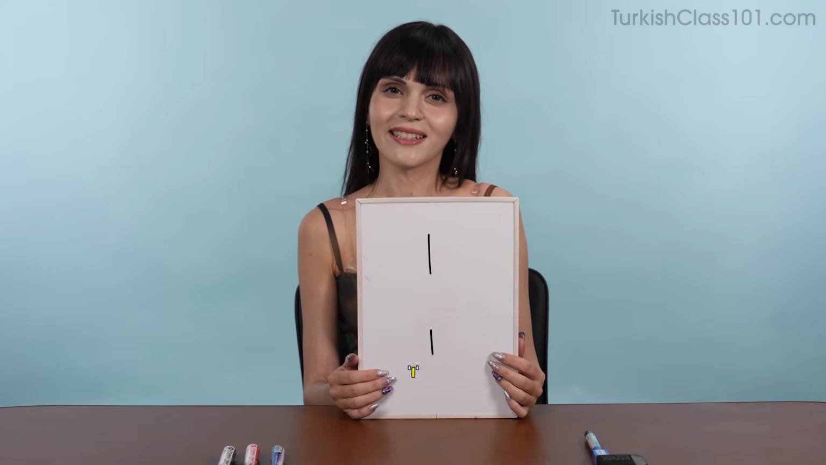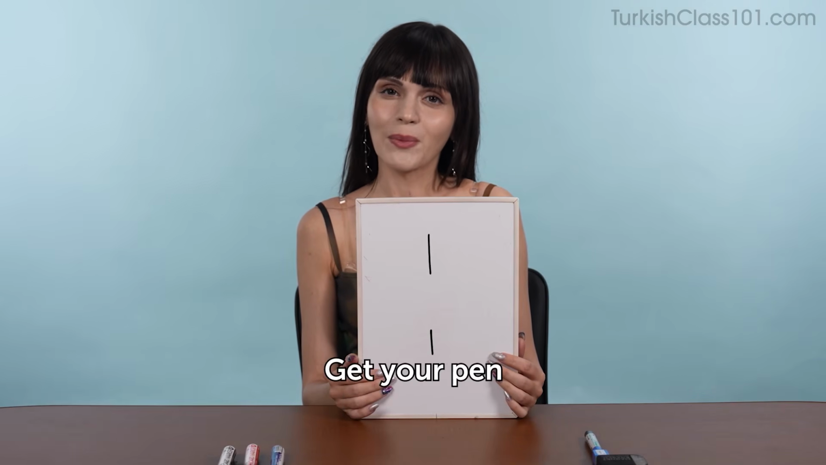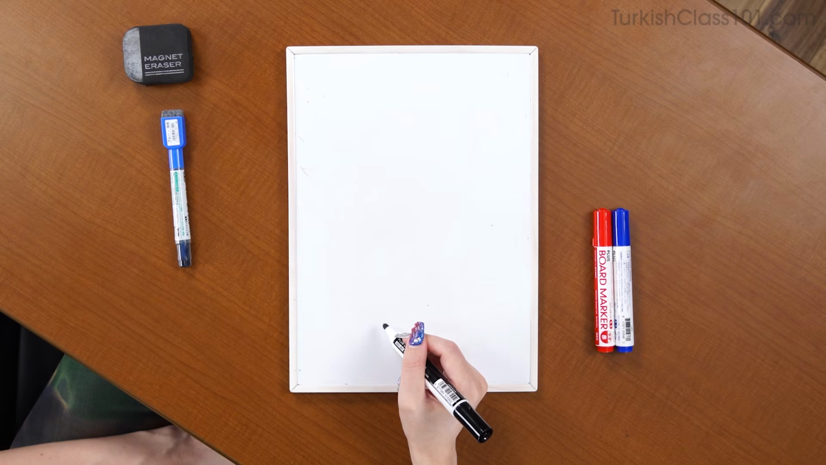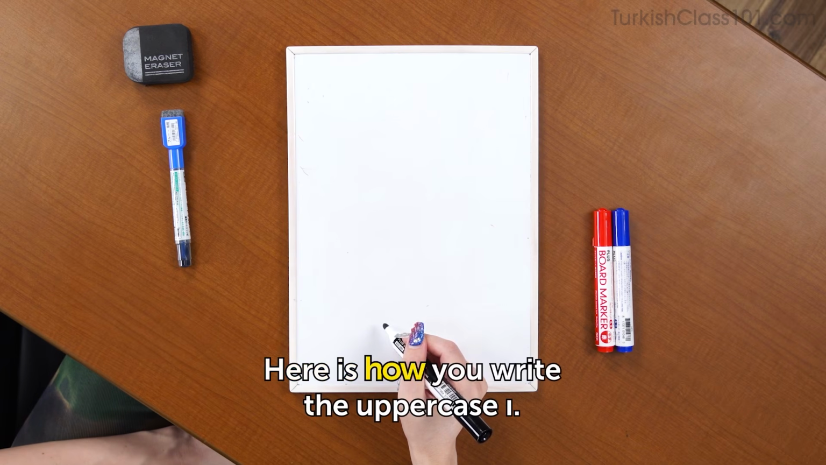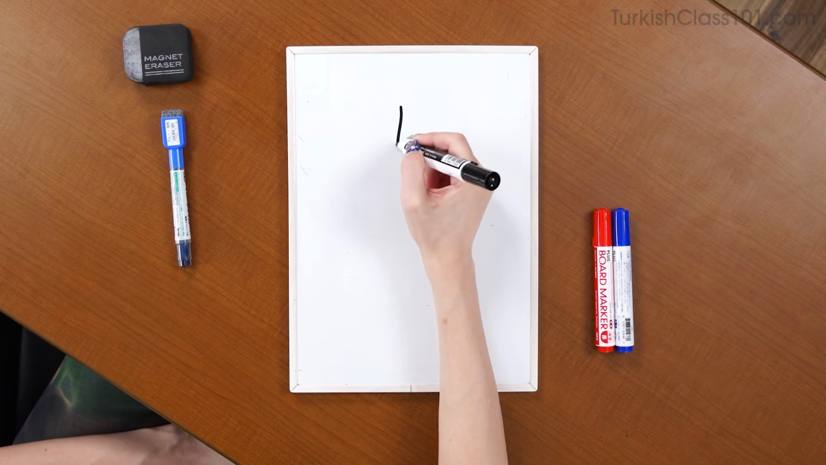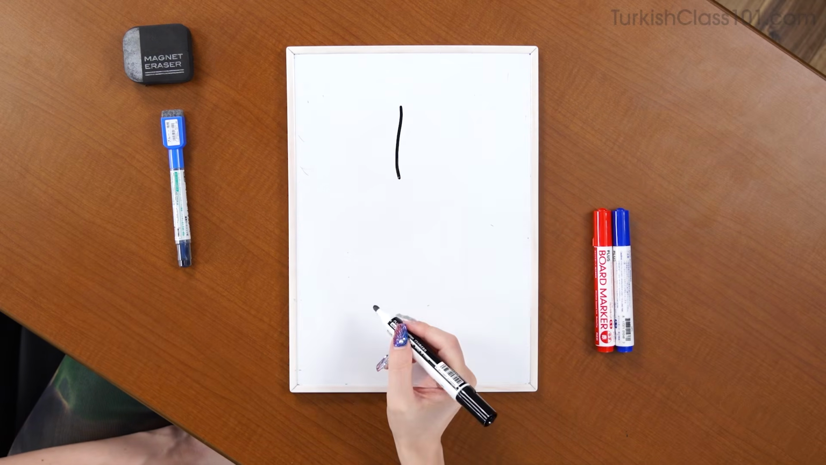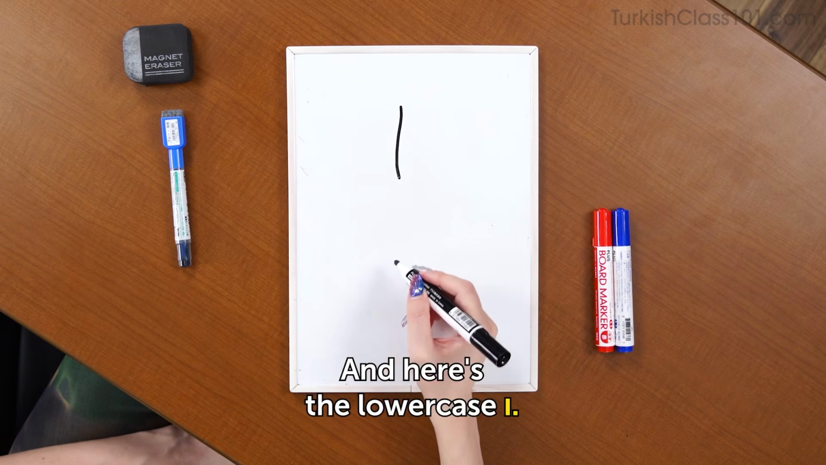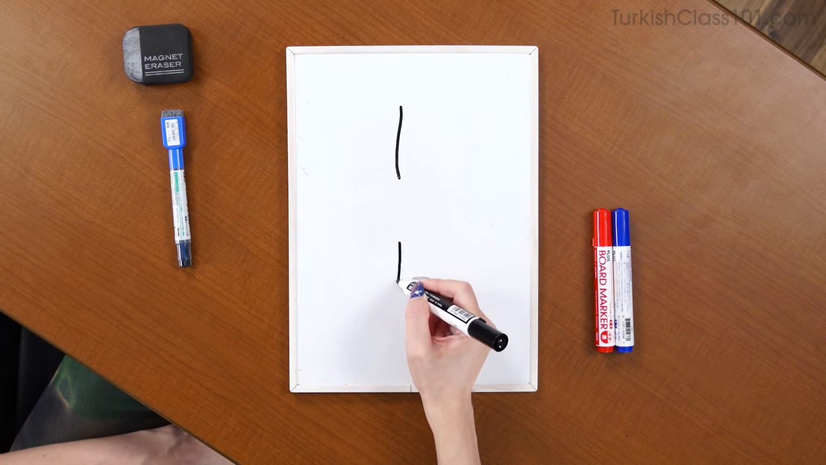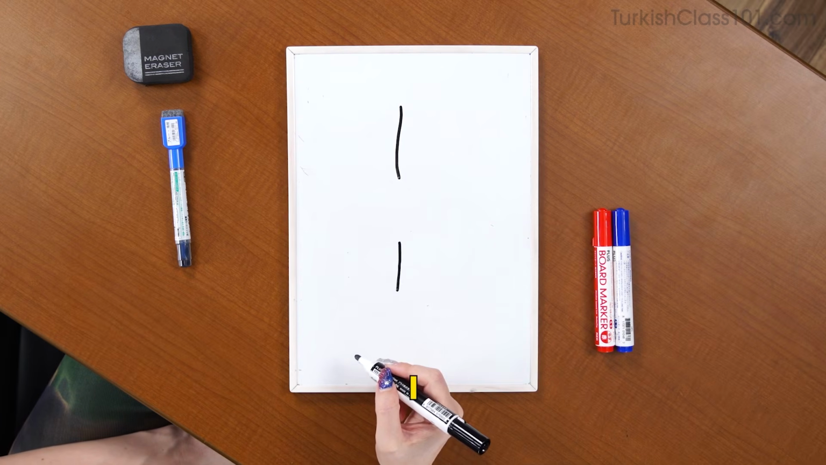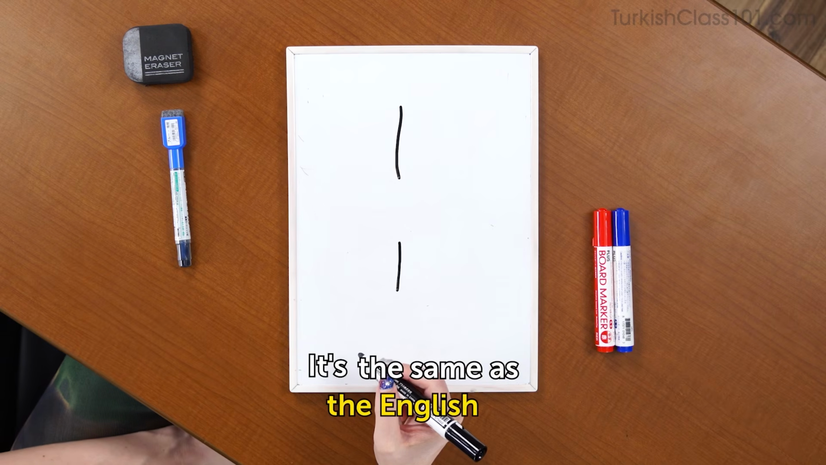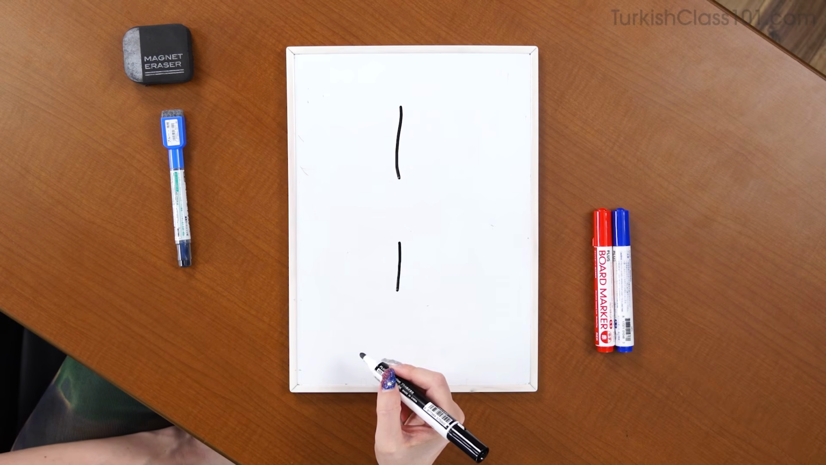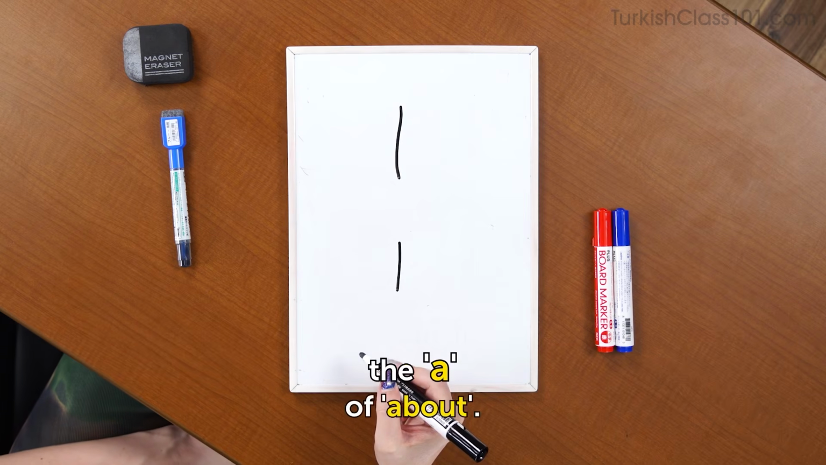Do you know how to write I in Turkish? Get your pen and paper ready. Here's how you write the uppercase I. And here's the lowercase I. It's the same as the English I without a dot. It sounds like the e of a belt.